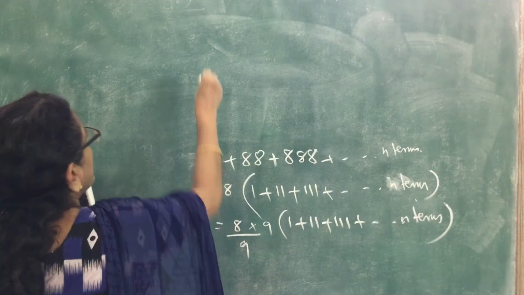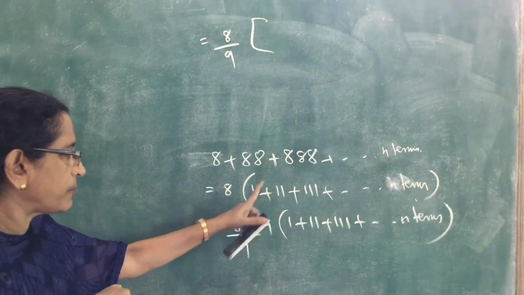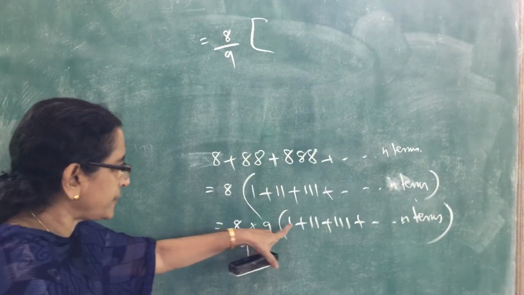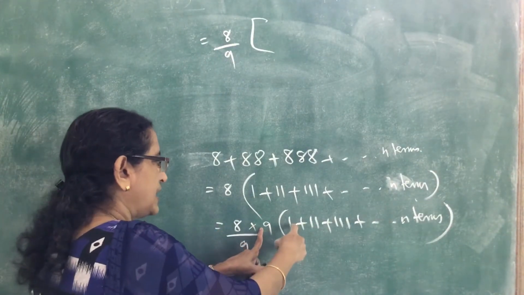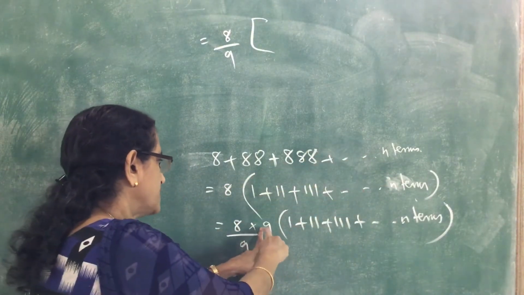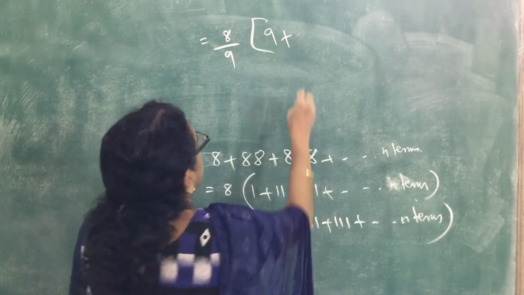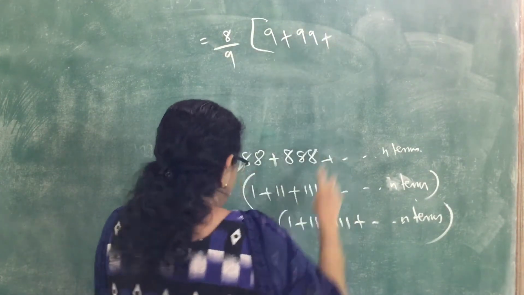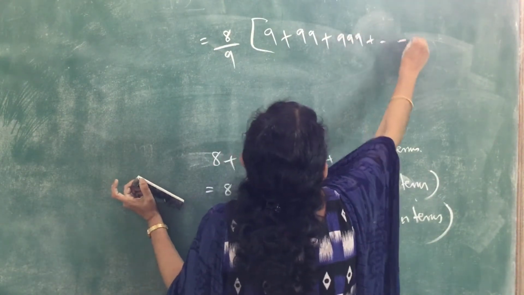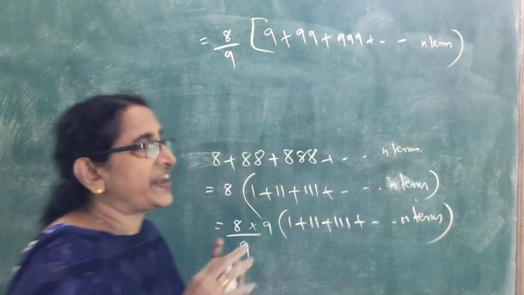So that is equal to 8 by 9 into. This 9 I am going to multiply inside. This 9 here itself I am writing. So 9 into, when we multiply by 9, this is the sum. So we have to multiply all the terms by 9. So 9 into 1, 9, plus 9 into 11, 99, plus 9 into 111, 999, plus etc., n terms. We want to find the sum of n terms.